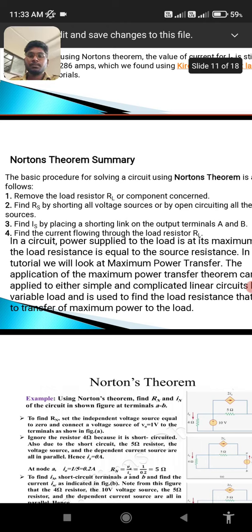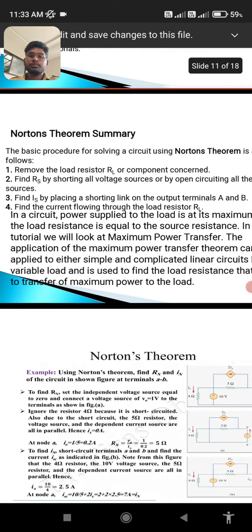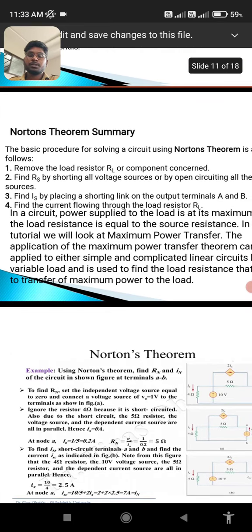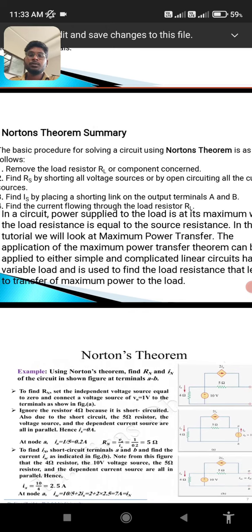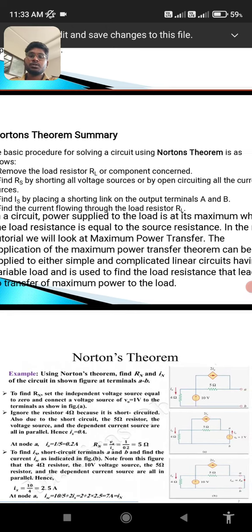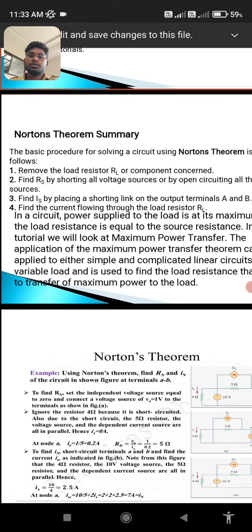Norton's theorem summary. The basic procedure for solving a circuit using Norton's theorem is as follows. Remove the load resistor RL or component concerned. Find RS by shorting all voltage sources and open circuiting all the current sources.